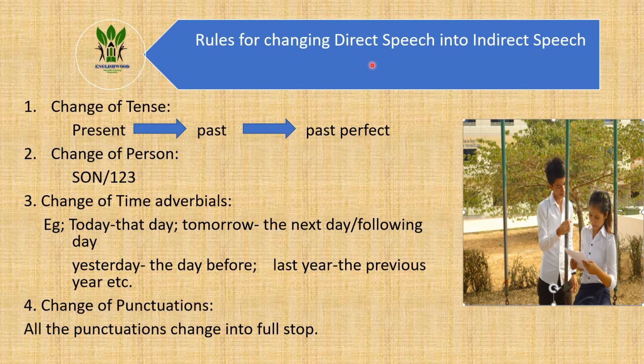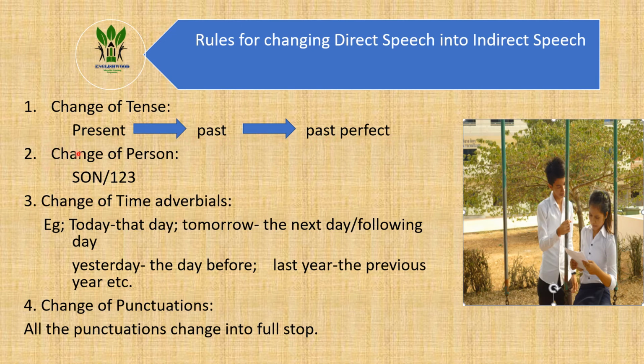Rules for changing direct speech into indirect speech. Let's see this one. These are the very primary rules. There will be a change of tense. You have noticed previously, in each case, present tense changes into past tense and past tense changes into past perfect tense.